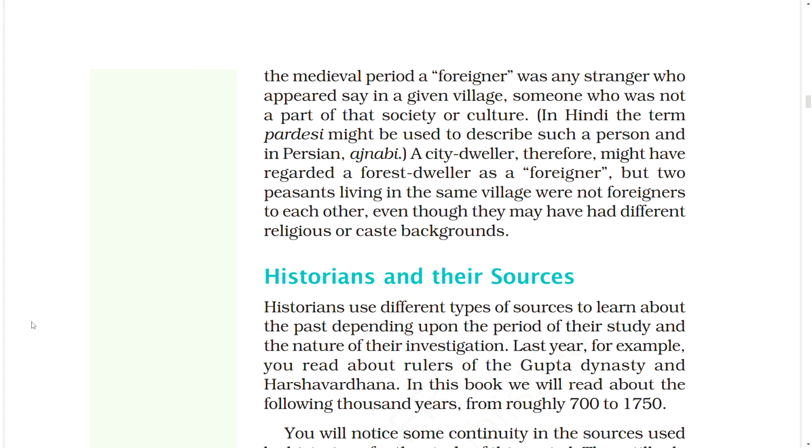In Hindi, the term Pardesi might be used to describe such a person, and in Persian, Ajnabi. A city dweller, therefore, might have regarded a forest dweller as a foreigner. But two peasants living in the same village were not foreigners to each other, even though they may have had different religious or caste backgrounds.